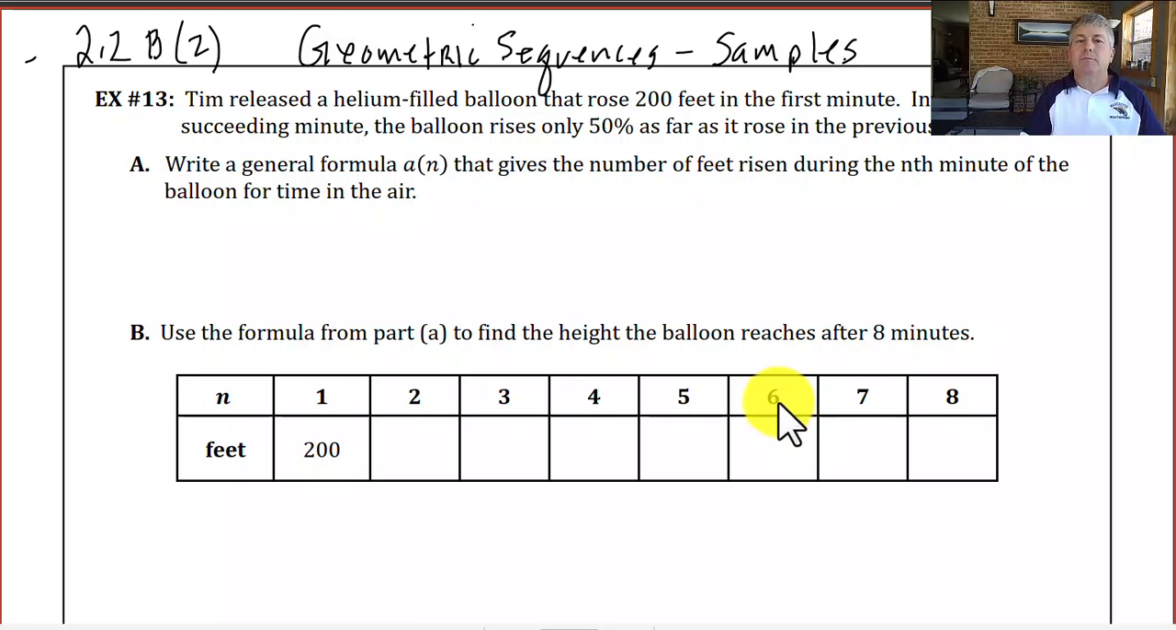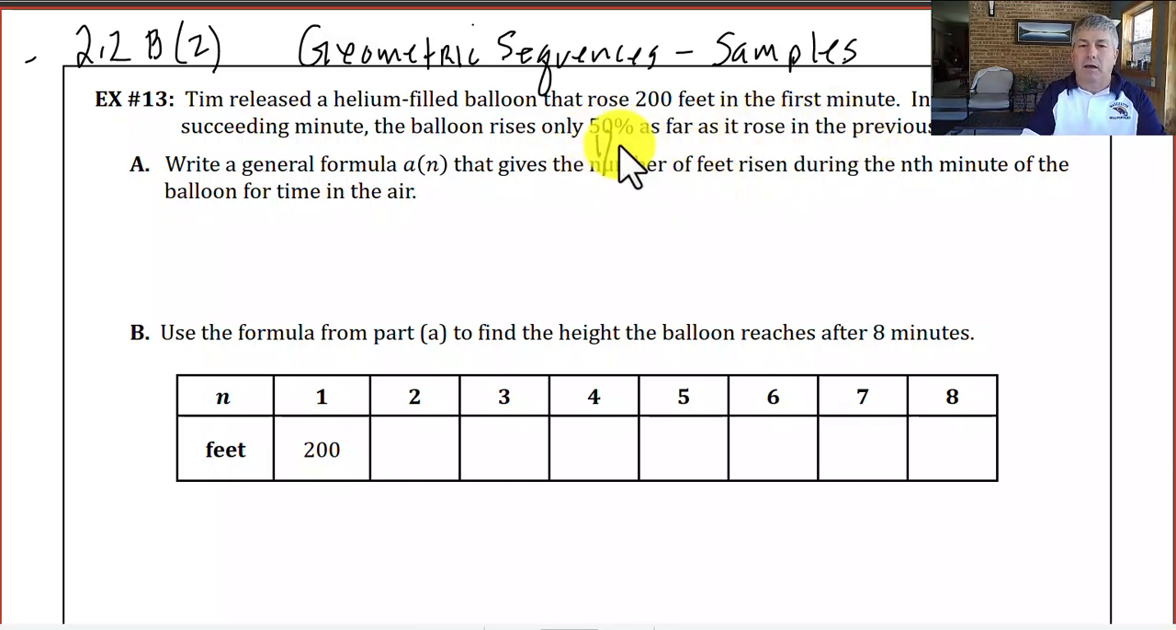Welcome back. The objective of this video is to do a couple sample problems involving geometric sequences. Here in example 13, we see that Tim released a helium-filled balloon that rose 200 feet in the first minute. In each succeeding minute, the balloon rises 50% as far as it rose in the previous minute.